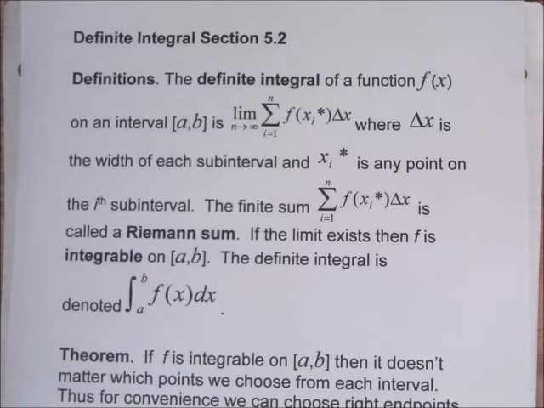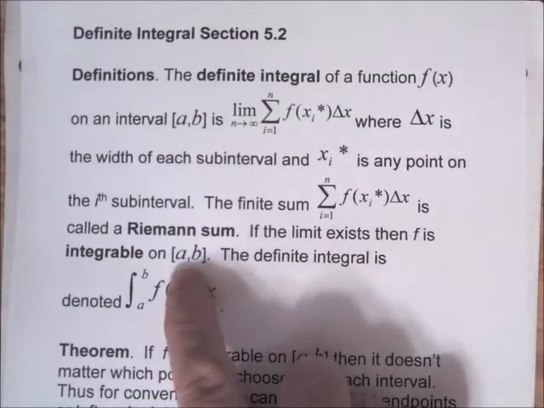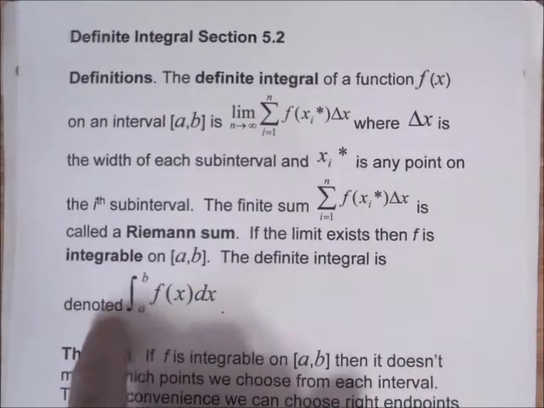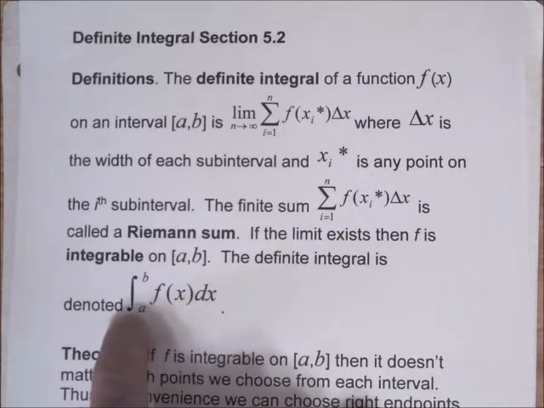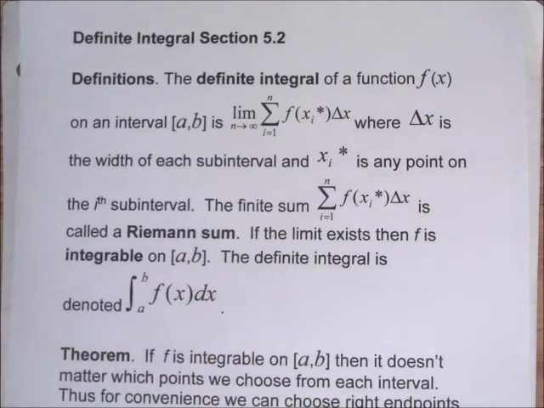If the limit exists, then f is integrable on the closed interval a to b, and the definite integral is denoted with this notation here. You can read this as the integral from a to b of f of x dx.